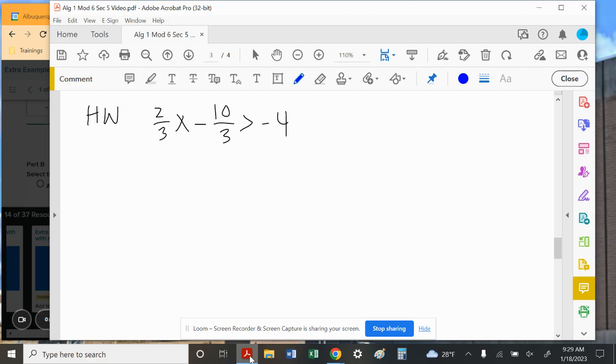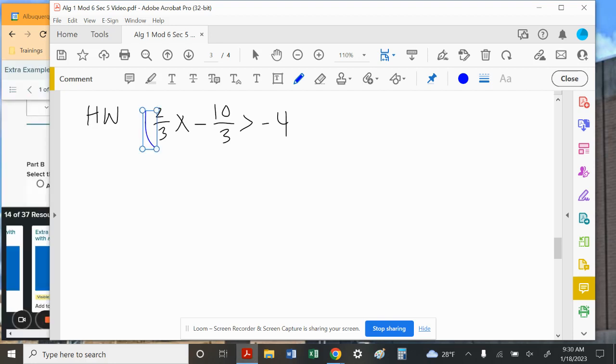Okay, so we have now one with a fraction. Anytime we're working with fractions, the easiest way to do it is find a common denominator and multiply everything by that denominator. So notice that this 3 will cancel, so I have 2x. This 3 will cancel, so I have minus 10 greater than, and then 3 times negative 4 is 12. So we distribute it to all of the terms. That's important. You have to distribute it to all the terms. So I have 2x minus 10 greater than or equal to 12.